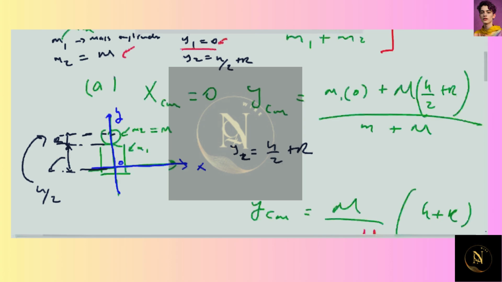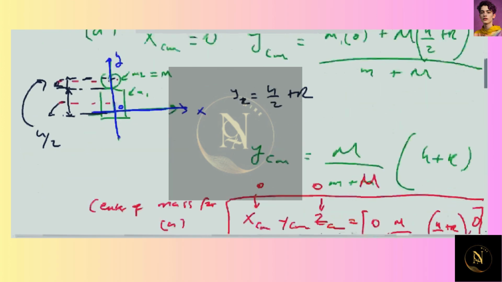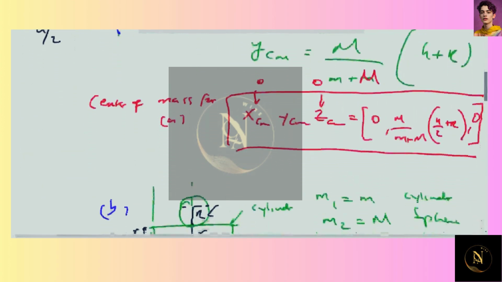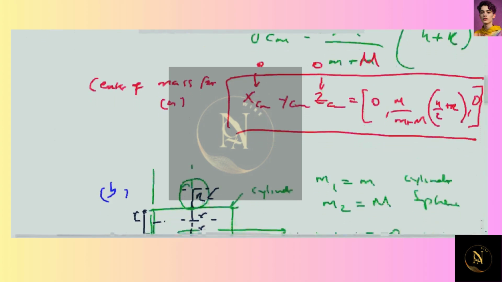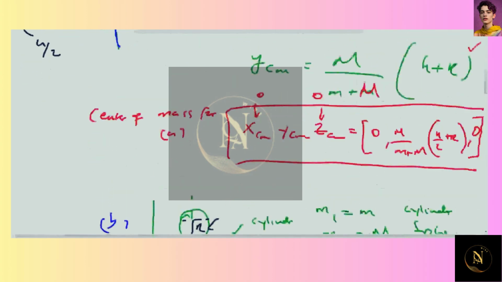The mass of the sphere is capital M. The mass of the cylinder is small m. Y2 is the position, half of the height of the cylinder, and then half of the height of the sphere, which is r. So we use that, we plug it in. Then we get the Y center of mass being this value.